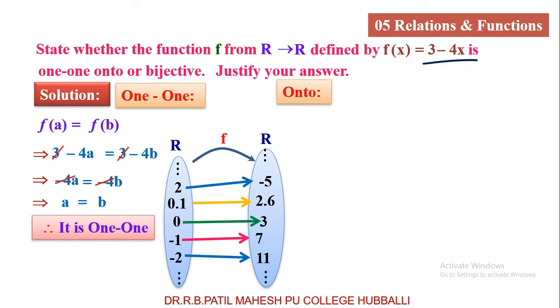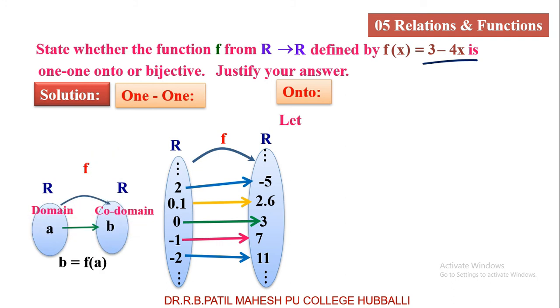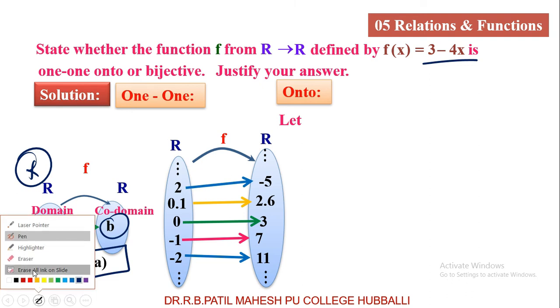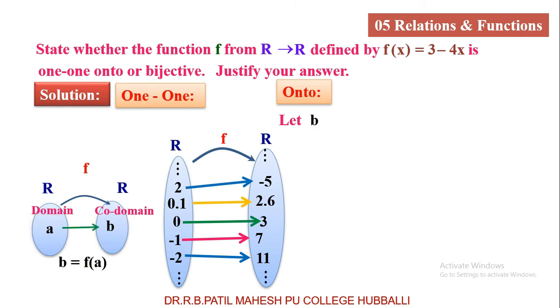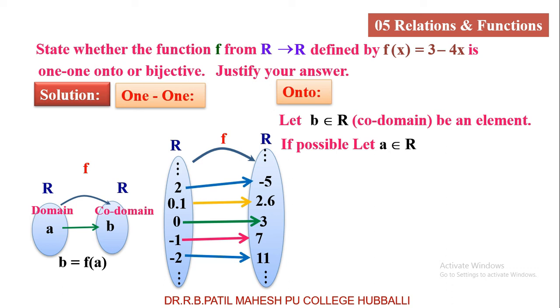Next, onto. Again, you have to be thorough with this diagram. Domain, codomain, a belongs to the domain, b belongs to the codomain, and the function will be b equal to f of a, or f of a equal to b. Let b belong to R in the codomain, be an element. If possible, let a belong to R, that is in the domain, be the pre-image. f of a equal to b.